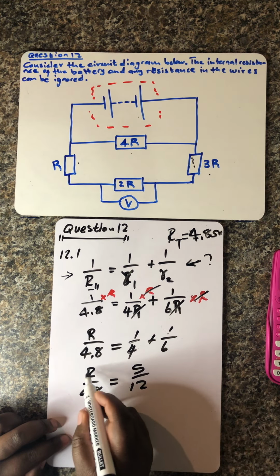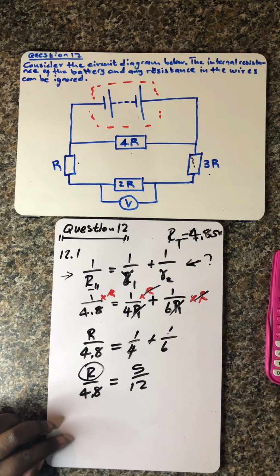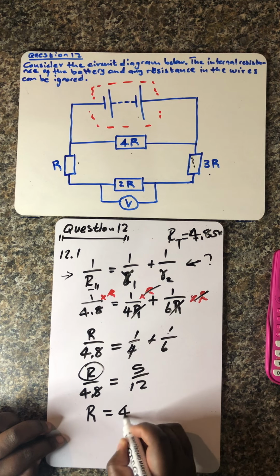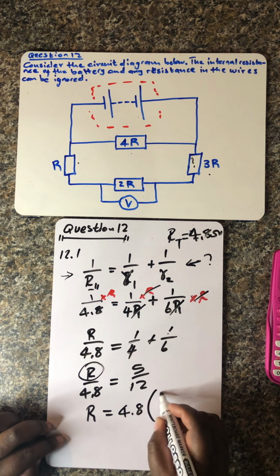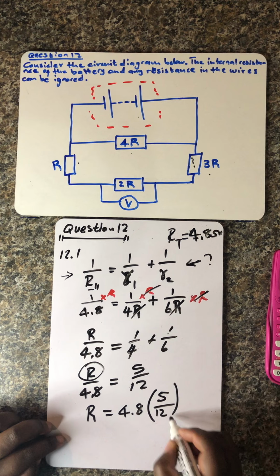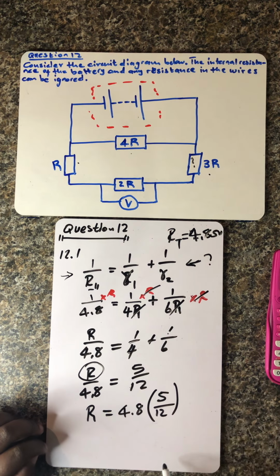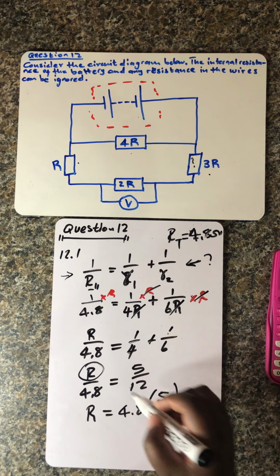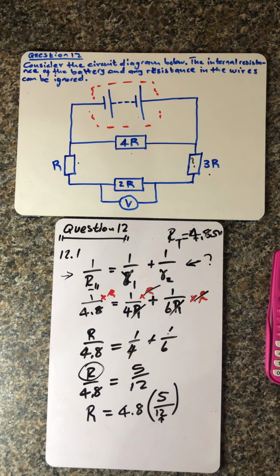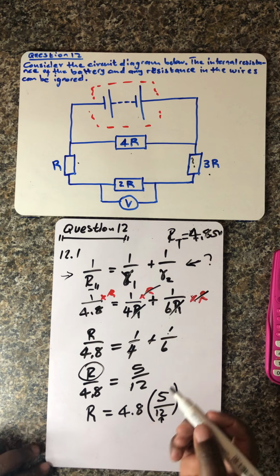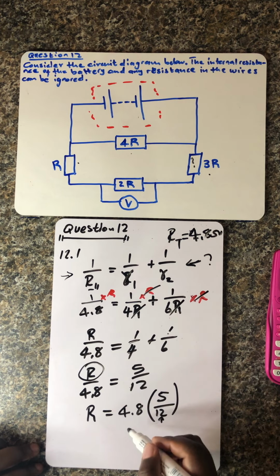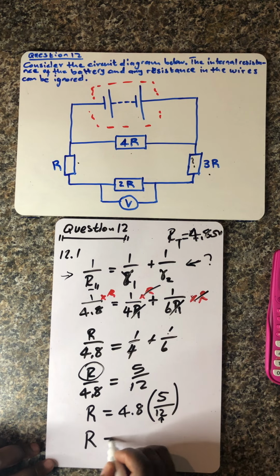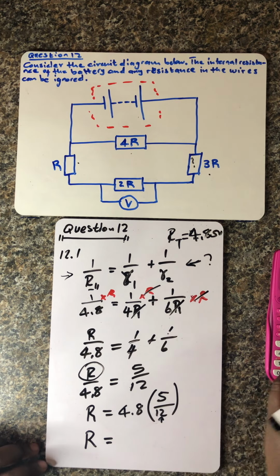Okay, so for you to be able to just remain with R on the left side, that means you've got R, which is equals to 4.8 into 5 over 12. Remember, you just cross multiply, then you divide by 12. This is that 12 as denominator there. But otherwise, because you don't need to cross multiply, you can just multiply by that, so that you remain with R, and you punch all of this on a calculator.